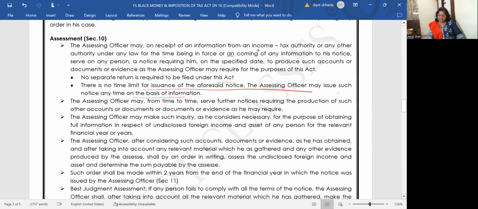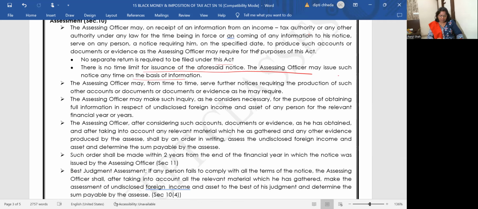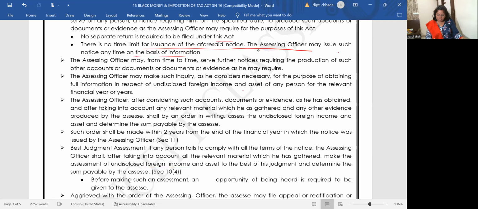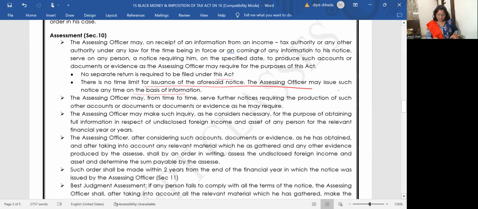The AO may from time to time serve further notices requiring the production of such other accounts or documents or evidence as he may require. The AO may make such inquiry as he considers necessary for the purpose of obtaining full information in respect of undisclosed foreign income and asset. The assessing officer, after considering such accounts, documents, evidence as he may obtain, and after taking into account relevant material gathered, shall... ये procedure पूछ सकते हैं आपको short note में. First तो AO will check. Whenever they have a doubt, they will issue a notice. Get us all the documents and proof.